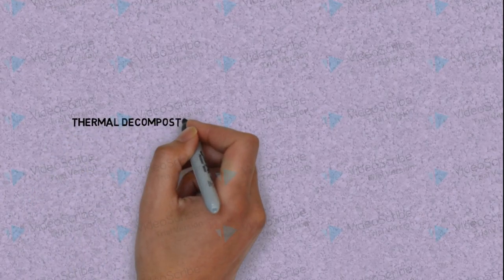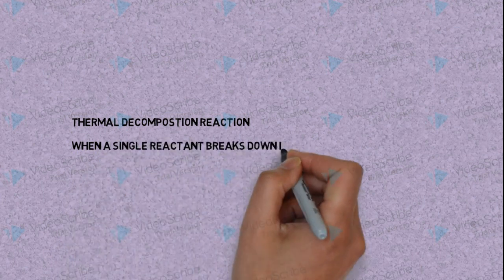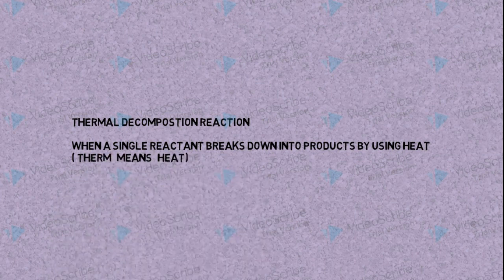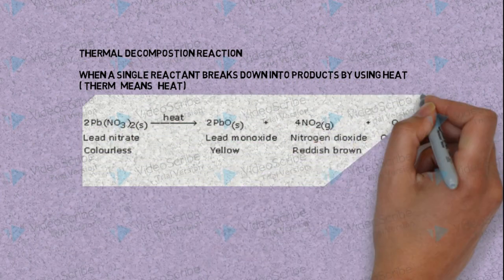There are three types of decomposition. First one is thermal decomposition. When a single reactant breaks down into products by providing heat. Therm means heat. If breaking down occurs due to providing heat, such reactions are called thermal decomposition. For example, heating of lead nitrate.